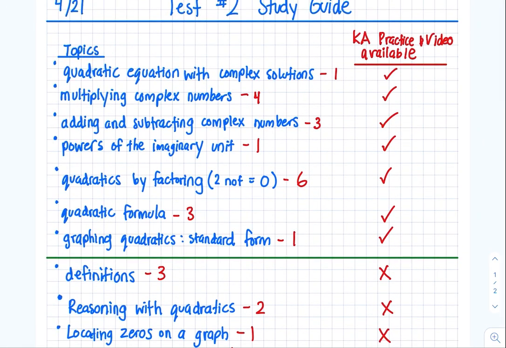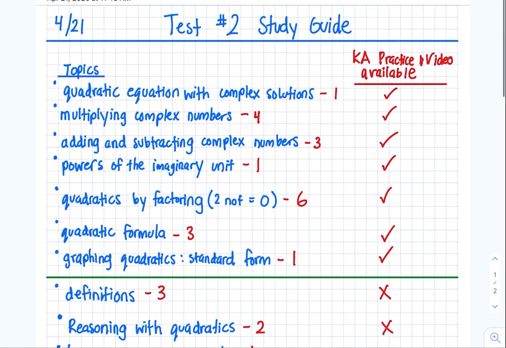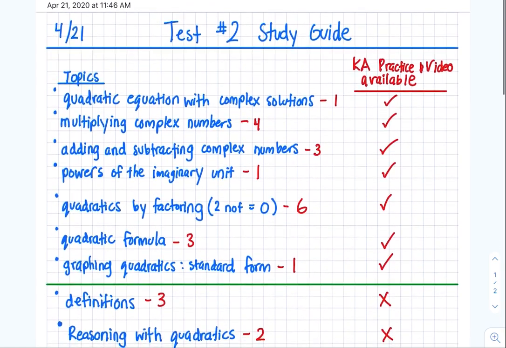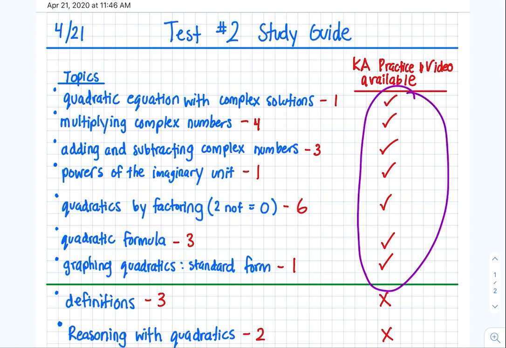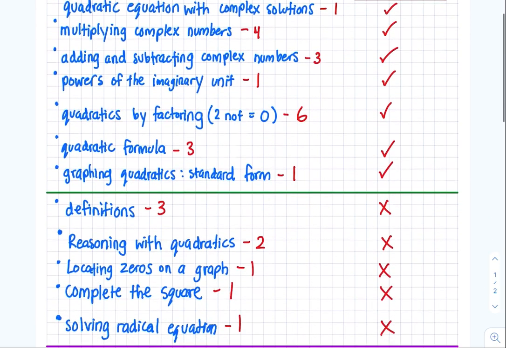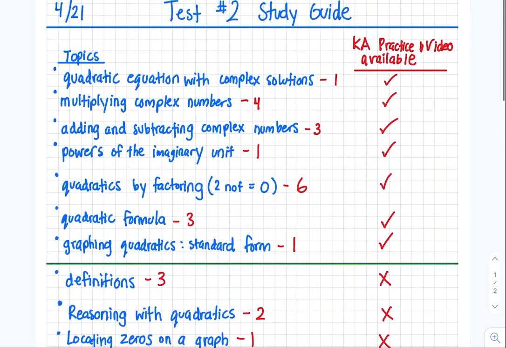There's going to be 3 quadratic formula problems, and there's going to be 1 question that's standard form. For all of these, there is Khan Academy practice and a Khan Academy video to help you out. I'm also going to be posting my YouTube videos of these topics, just in case you don't like the Khan Academy ones. So that's a total of 19, I believe, problems right there.